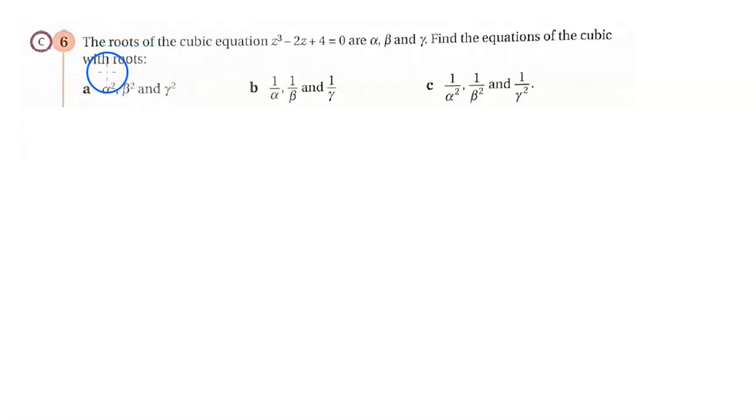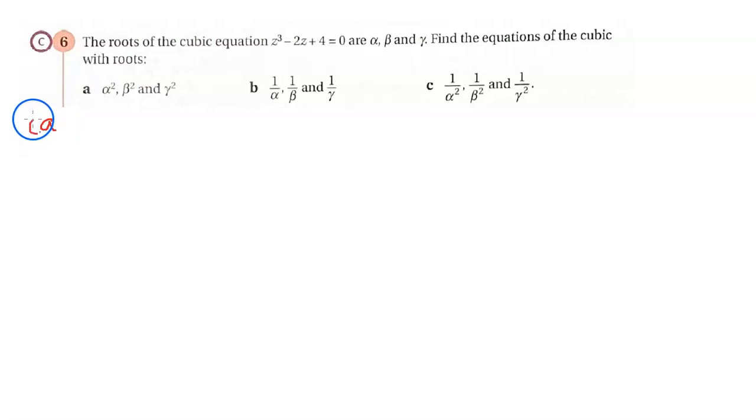Alright, exercise 1.2a, question 6. The roots of the cubic equation z cubed minus 2z plus 4 equals 0 are alpha, beta, and gamma. Find the equations of the cubic with roots, in part A, alpha squared, beta squared, and gamma squared.